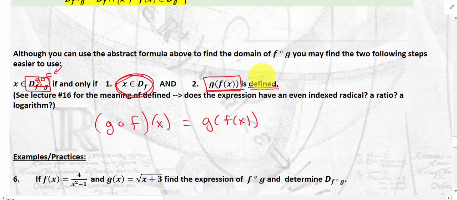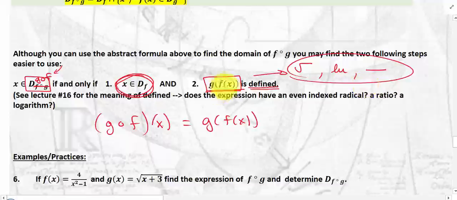What does it mean? It means, do you have a square root? Do you have a log? Do you have a ratio? You know, the way we look at domains of definition. Let me show you how to apply this on an example. So let's look at example number 6, for example.